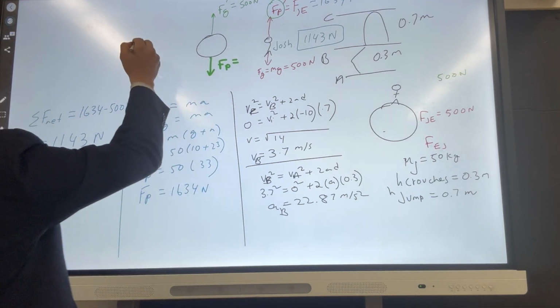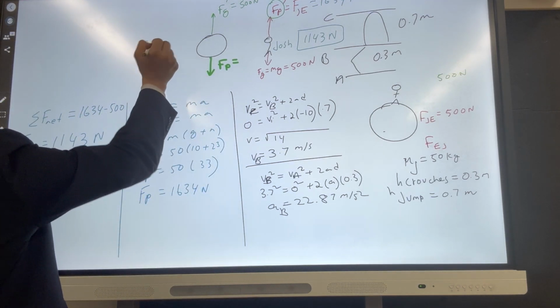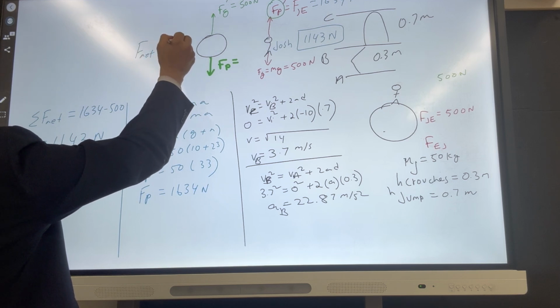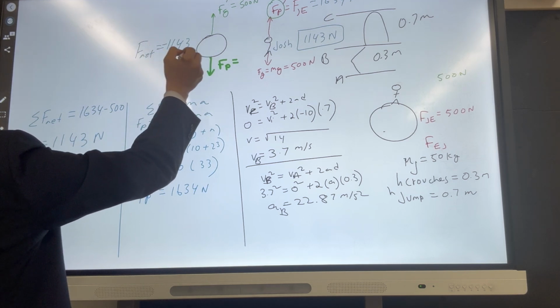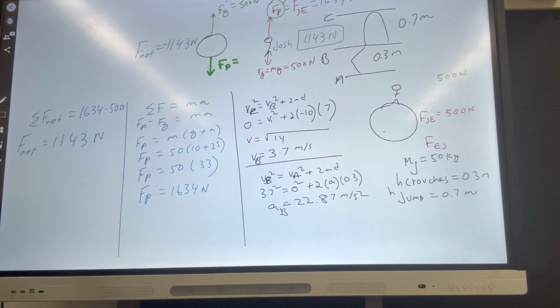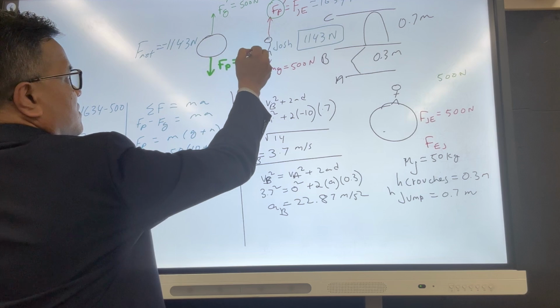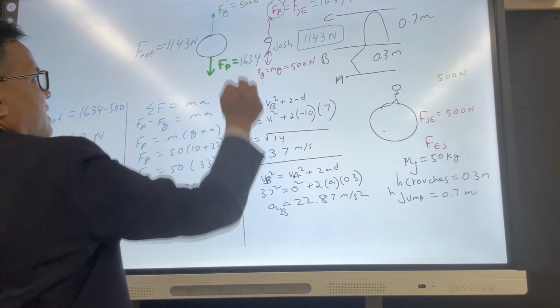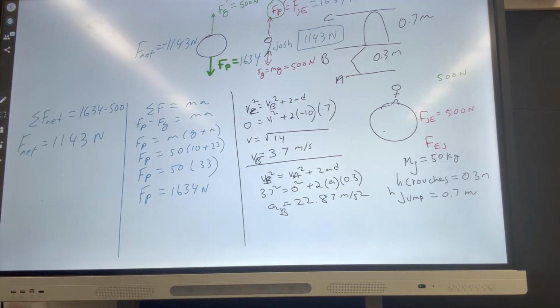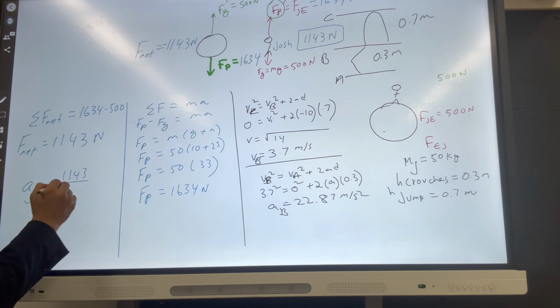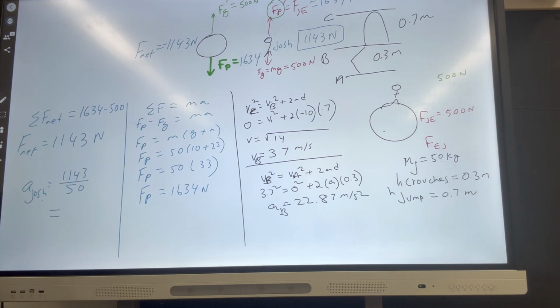So this one, F net, has to be negative 1143 Newton, downward direction. Why is that? This is 1634, so positive 500, negative 1634. You can check your answer whether it's right or wrong. Check on Josh's acceleration and see whether that's correct. 1143 divided by 50 should give you 23.